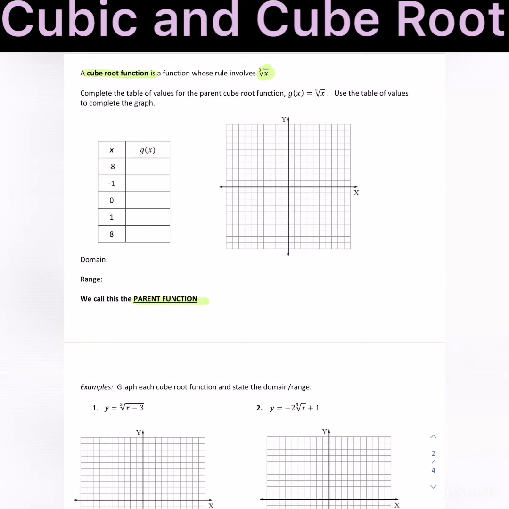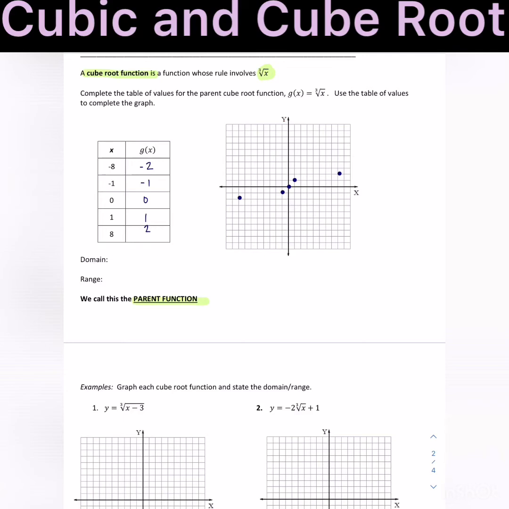Cube root of negative 8 is negative 2. Cube root of negative 1 is negative 1. 0, 0, 1, 1, and 8, 2. And what we're going to do is graph these points and see what the shape looks like. So take out a pen of some sort. We are going to graph all of these points here. So the first one is negative 8, negative 2, right there. Negative 1, 0, 0, 1, 1, and 8, 2.